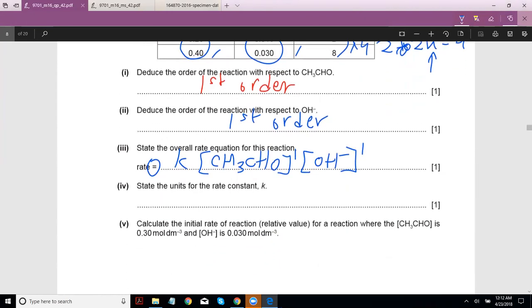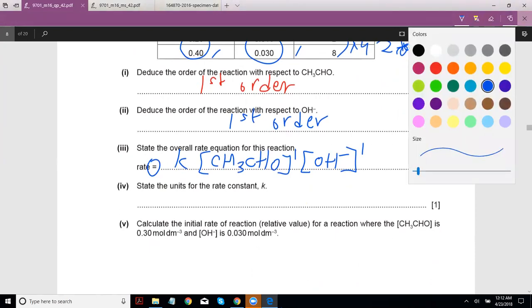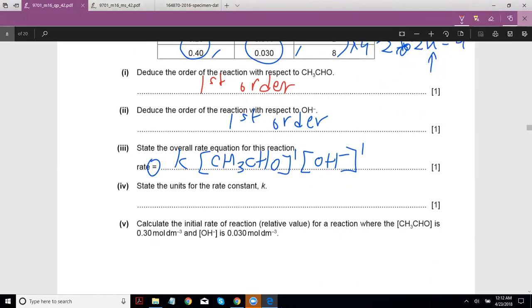State the units for the rate constant K. So rate is change in concentration upon time, correct? Yeah. Change in concentration upon time. So rate will be in moles per dm cube per second.